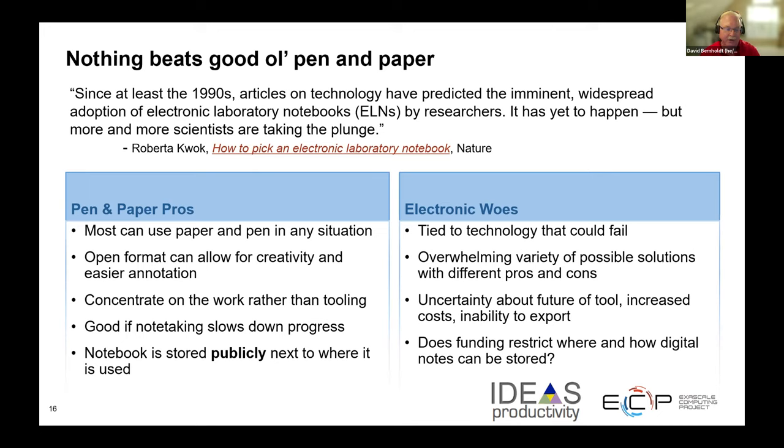And then typically a paper notebook is stored in a public location next to where it's used. If there's a lab notebook associated with an instrument, it's oftentimes right there on the same table or right next to the instrument so that people can make notes about how they're using the instrument and how it's behaving, and calibration information and things like that. Or if it's your personal lab notebook, it's probably on the shelf right above your desk, or maybe sitting on your desk.